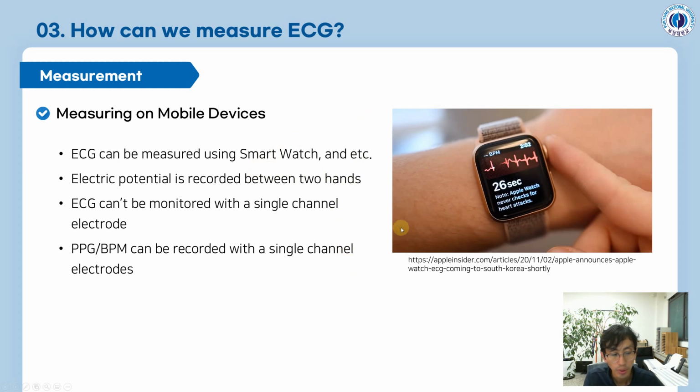If we don't use the 2 electrodes, we cannot get the ECG signal, but instead we can get PPG signal, or we can get BPM directly from the PPG. So we can get our heart beats. That is possible, but it is not possible to get the ECG.